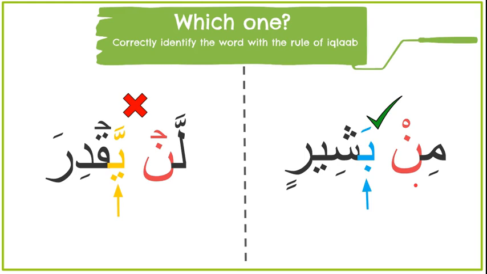And then remember, the last one is to read it with Ghunna, and when doing so you don't close your mouth completely, you leave a little gap to help with that. So you would read it as Min Basharin. Again, Min Basharin. Excellent, mashallah.